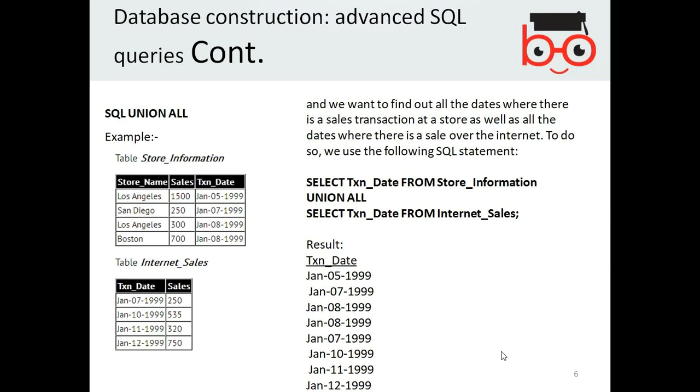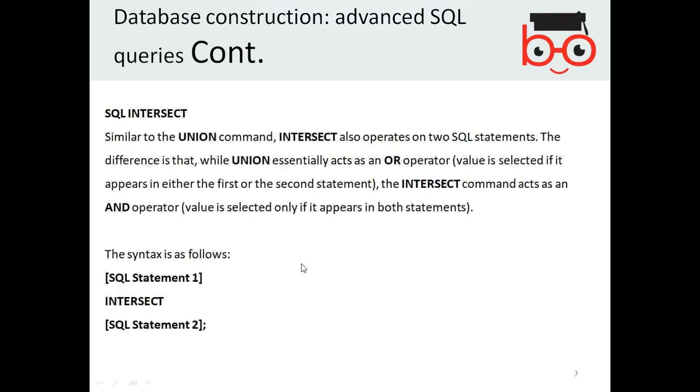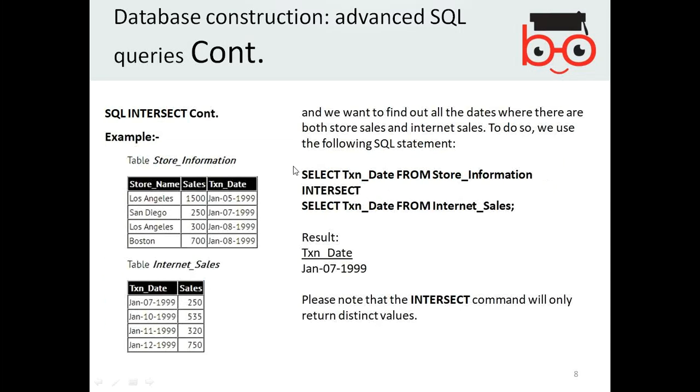So this is another command. Then intersect. Intersect is kind of the opposite of the union. The intersect gives only the matching dates, like the intersection between this and this is the 7th of January. Select the transaction date, or TXN date, from store information and from internet sales, and the intersection is the 7th of January.